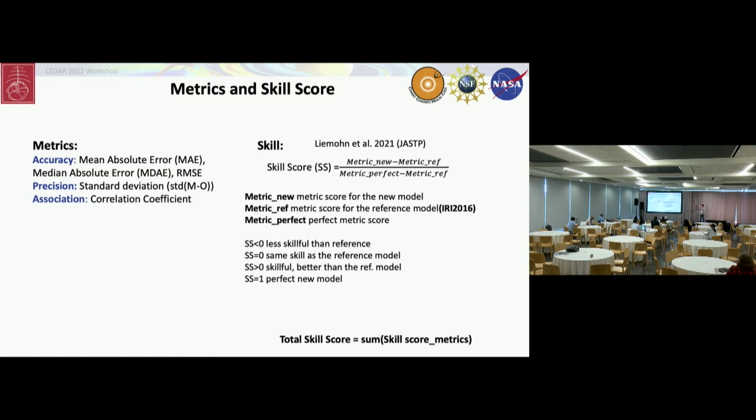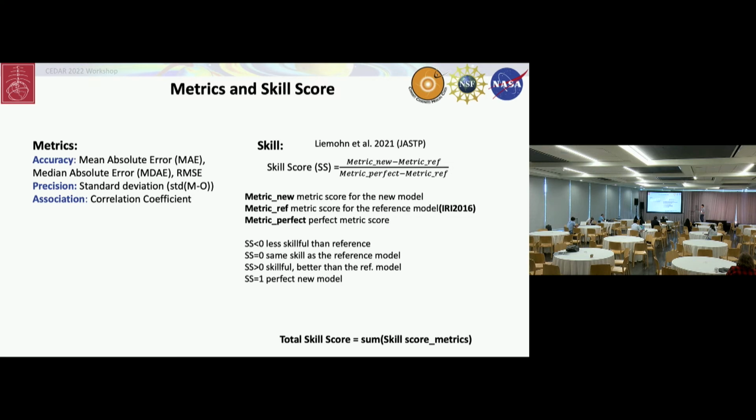So we have the skill score equals metric new subtract metric reference, divided by metric perfect subtract metric reference. The metric new indicates the model we use to validate. The metric reference indicates the reference model we choose. Basically, you can choose any model you want as a reference, but in this case we choose IRI 2016 because it shows more stable ionosphere variations during the solar minimum and solar maximum period. So we choose this as a reference.